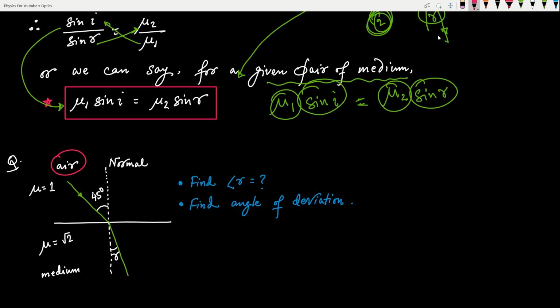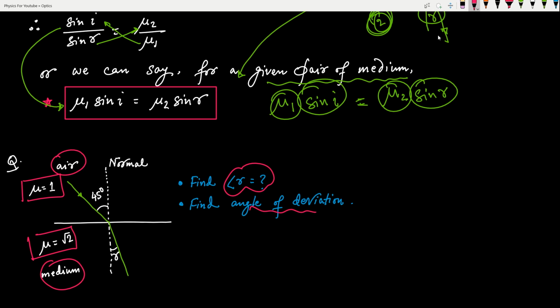Now let's look into this question. It says that medium 1 is air, and this is a second medium whose refractive index is √2, and we know that the refractive index of air is 1. These are actually absolute refractive indices. It says that the angle of incidence is 45 degrees, very good, and the question says that you need to find the angle of refraction and also find the angle of deviation.